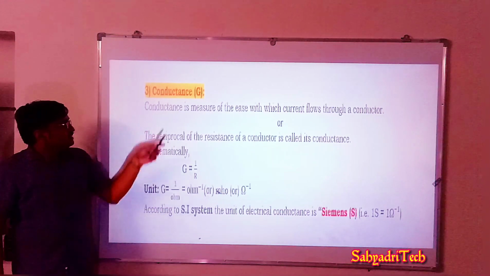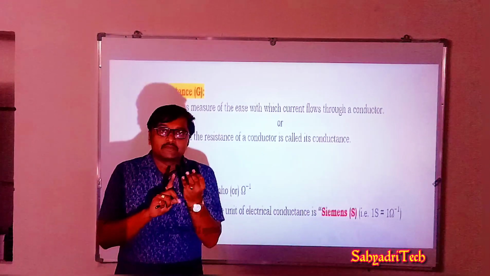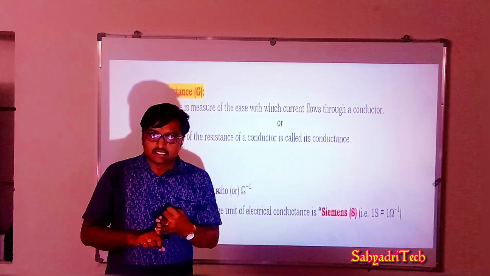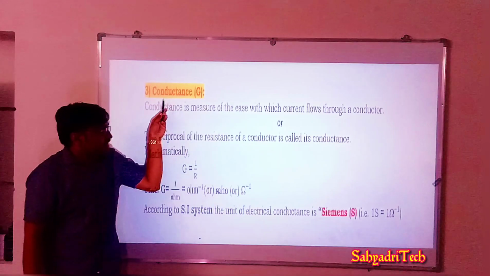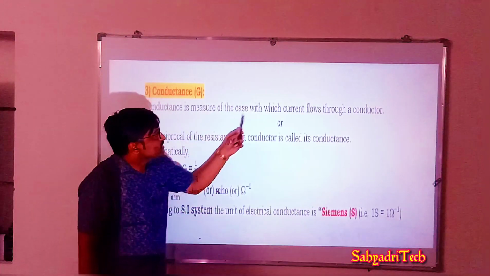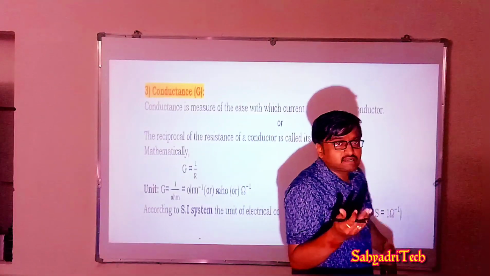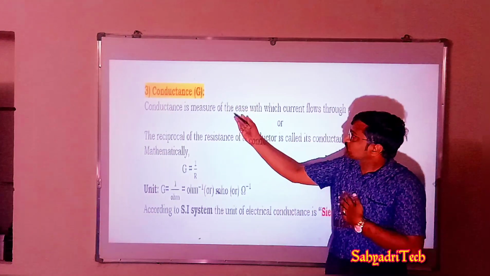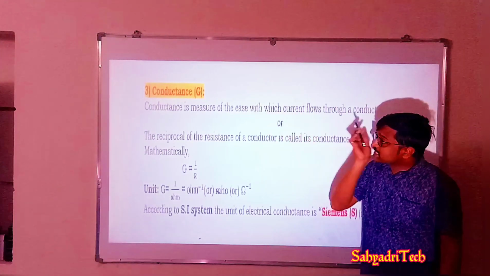Coming to the third one, conductance. We already came to know the two terms, resistance and specific resistance, also called resistivity. Now coming to the third one, conductance. Conductance is the measure of ease with which current flows through a conductor, which means all conductors have a potential for conduction. So it is called conductance.